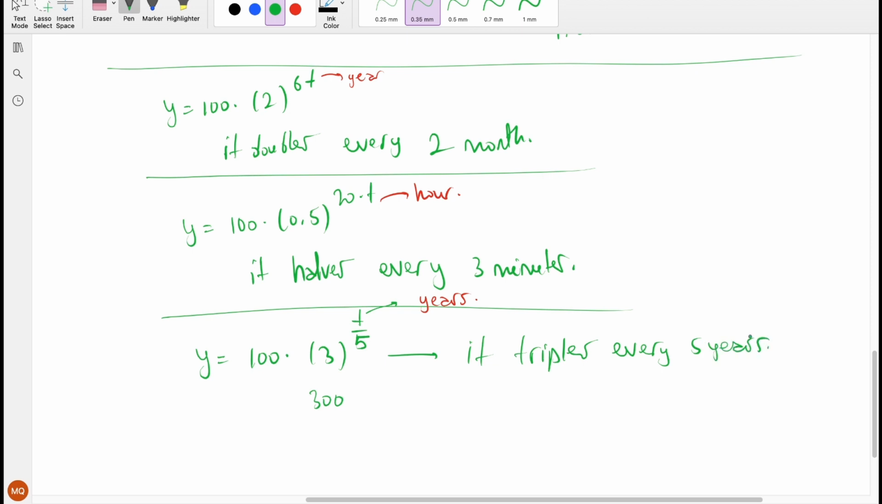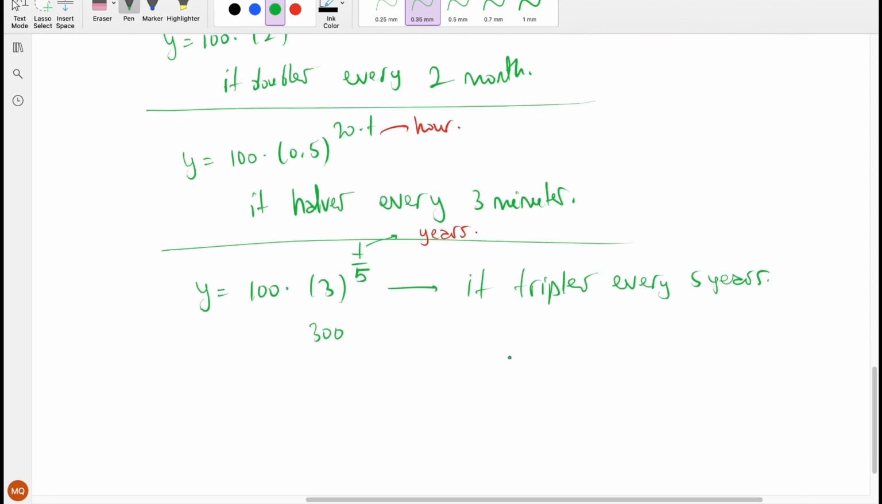I hope this is understood. Maybe it seems a little bit different or difficult. Just put a number, it will make you understand how it changed. But when it is division, it means every 5 years. When it is multiplication, it means it is every 3 minutes.